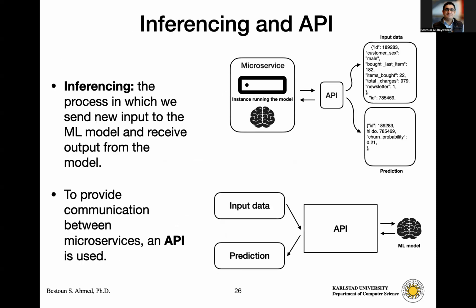Finally, inference. As we mentioned during the last module, we have the API and we do inference through the API. Inference is the process in which we send new input to the machine learning model, and then you receive the output, the decision. So you send the input and you get the decision through the API.